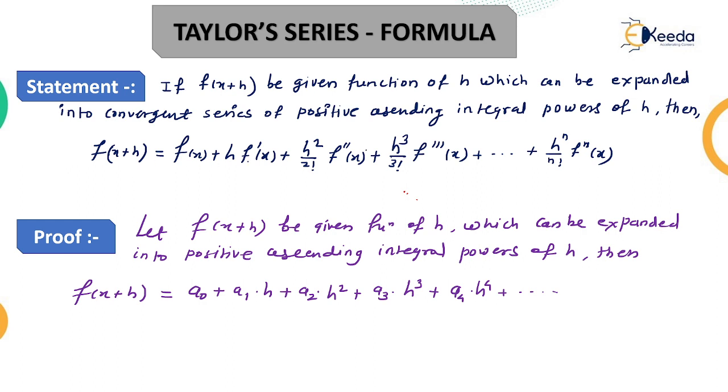Clearly, in the statement f of x plus h is equal to f of x plus h into f dash of x plus h square upon 2 factorial f double dash of x. What is f dash of x and f double dash of x? f of x is given, f dash of x means the derivative of f of x, f double dash of x means the double derivative, and f triple dash of x means the triple derivative of f of x. And I am taking f of x plus h in positive ascending integral powers of h. In this way we defined this function, which we mark as equation 1.